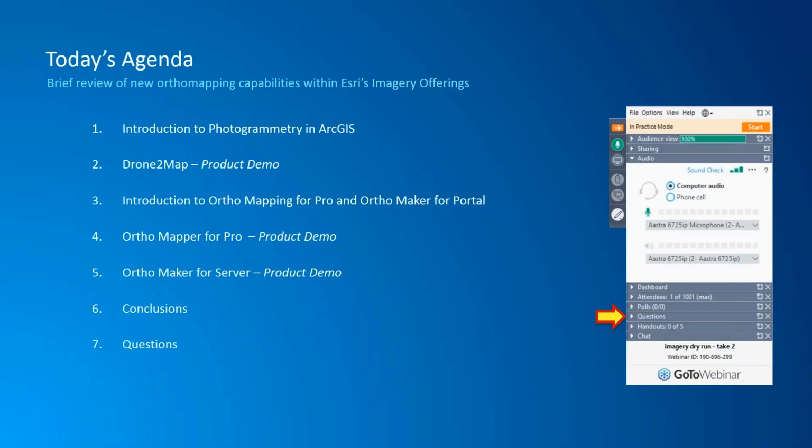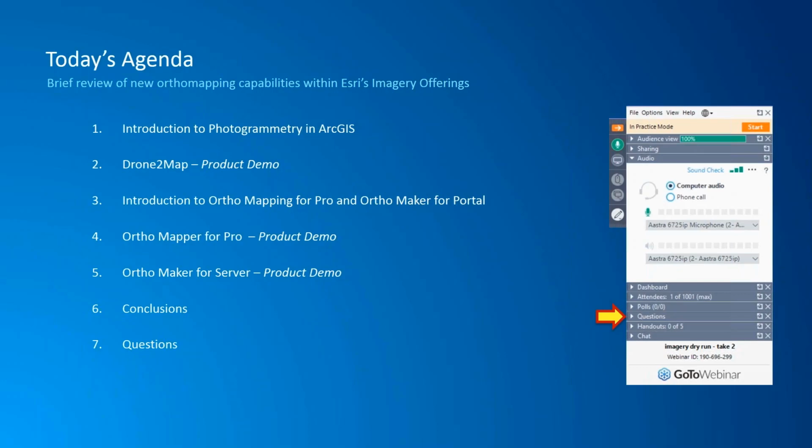Today's agenda is a good one that's going to cover all the various capabilities inside of ArcGIS to process that raw imagery and turn it into a source of authoritative information that you can use for base mapping and other GIS type of analysis. We're going to briefly start with an introduction to ArcGIS and the photogrammetry capabilities.